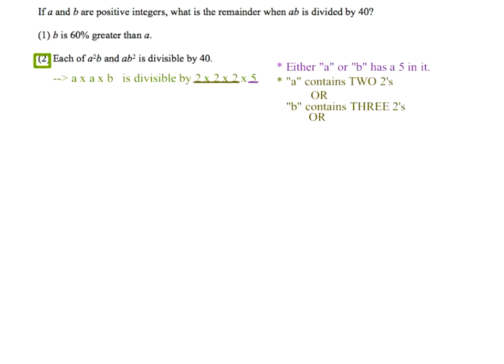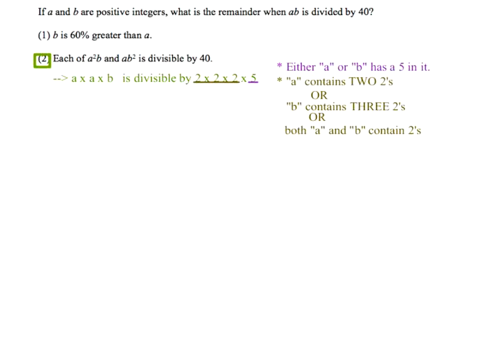Or you might get contributions from each thing. So if B has a 2 in it and A has a 2 in it, then you will get 2 times 2 times 2, and so you can also get it that way. So the other case is that both A and B contain 2s. Okay, well, and then you can do the same sort of thing with the other case.